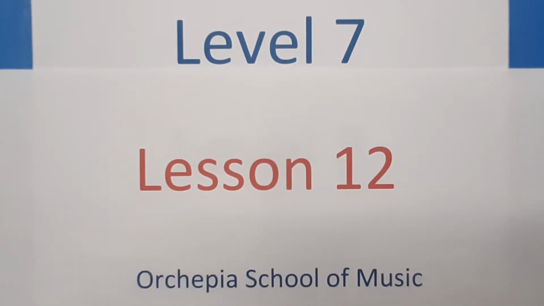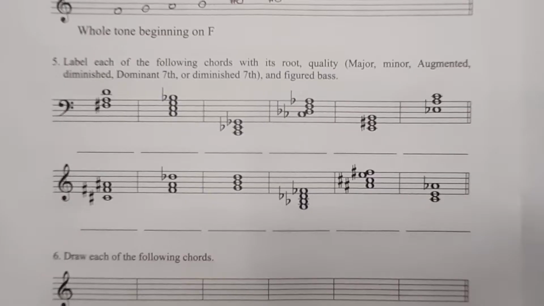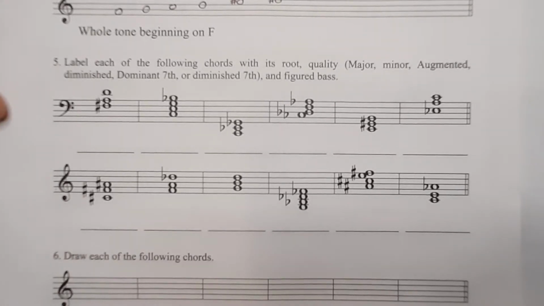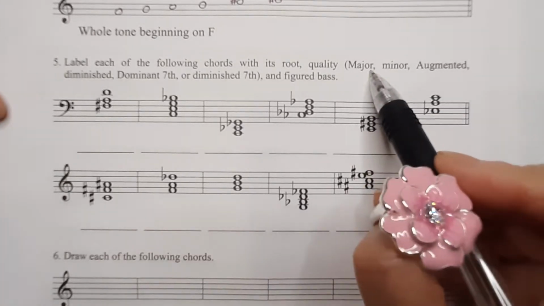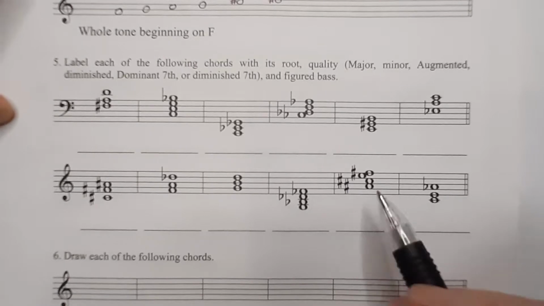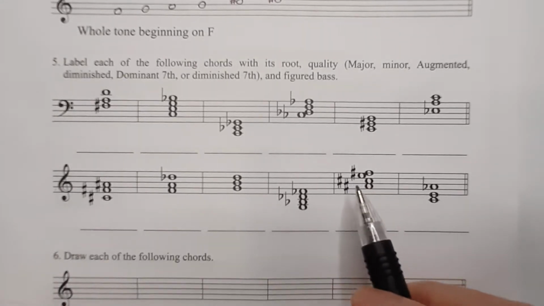Can we go to page 61? This is where we left off last week. This is page 61, the middle of the page. Number 5. Label each of the following chords with its root, quality, and figured bass. You know what quality means: major, minor, augmented, diminished, dominant. All right, we can do that. Here we go.